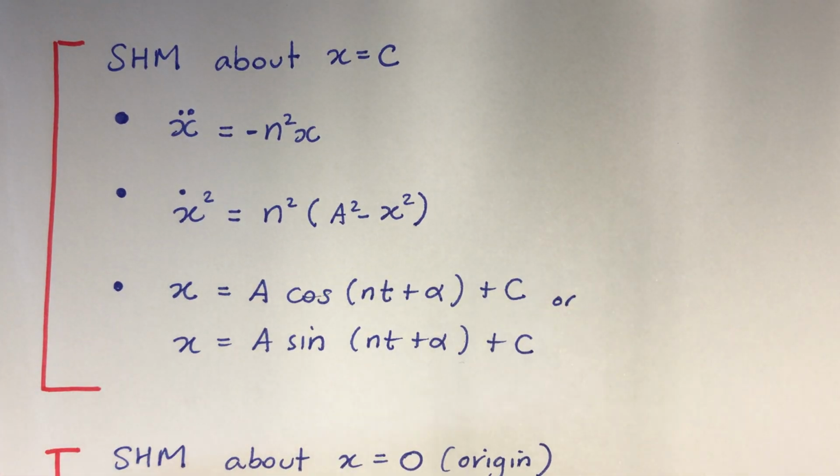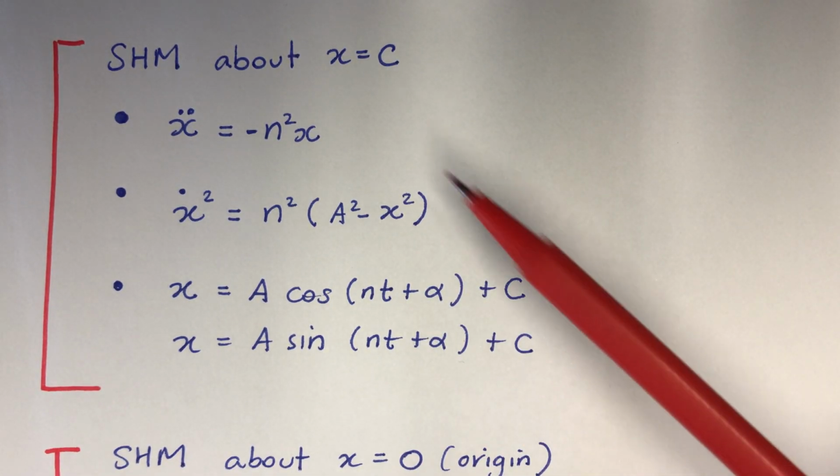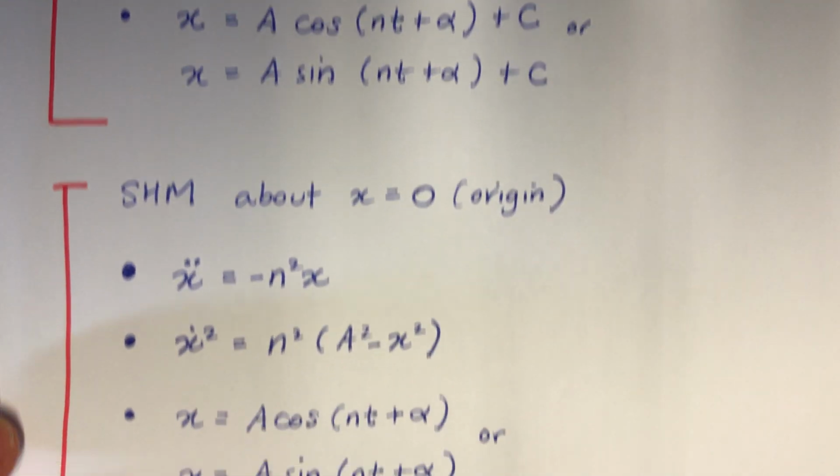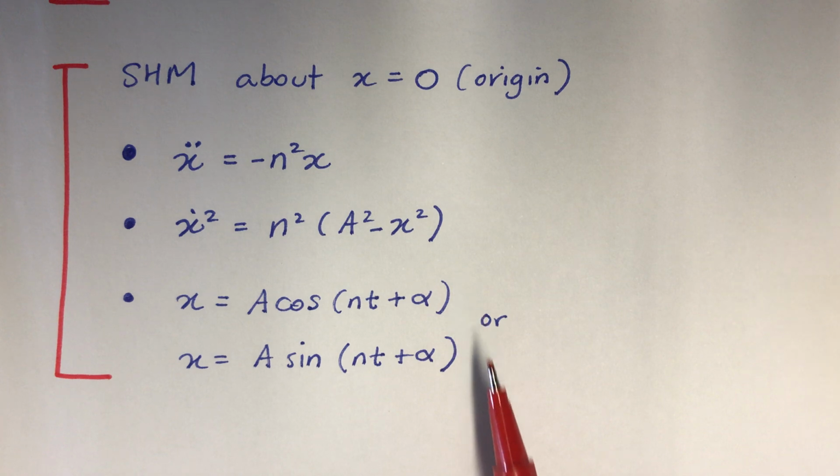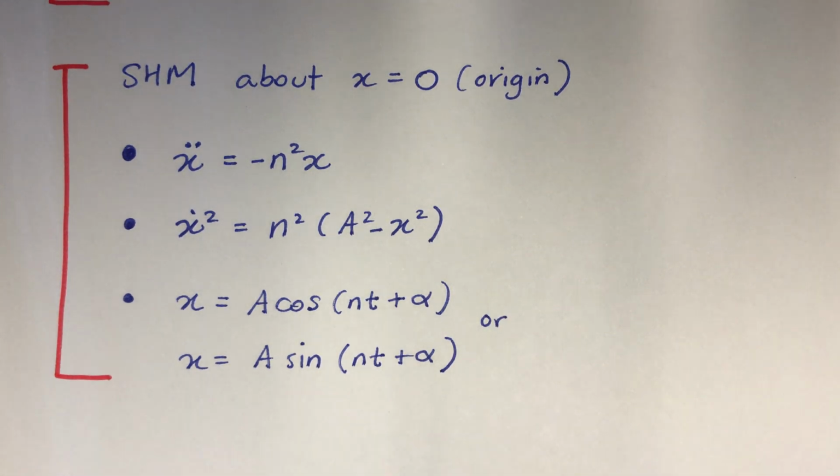So a simple harmonic motion about x is a center. Okay, center is not an origin. These are the formulas that we need to use. Okay, that's plus c, same. And what if it was origin? Exactly the same, it's just that this one didn't have the c in it. Okay, so that's what it is.